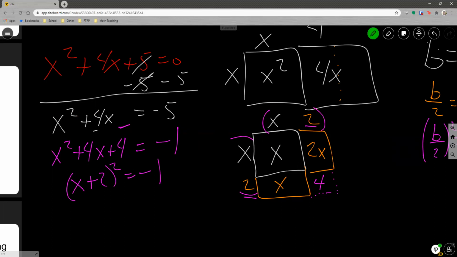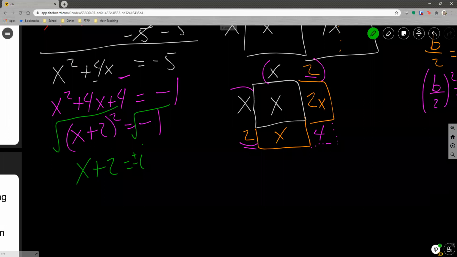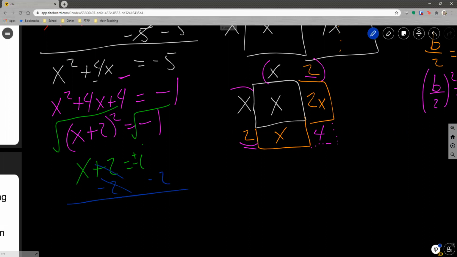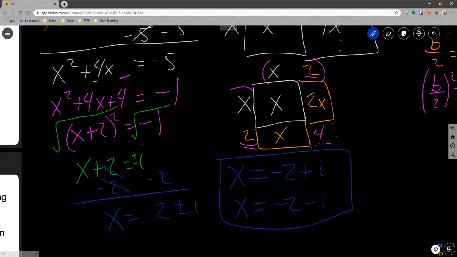Now it just comes down to taking the square root on both sides. The square root of x plus 2 squared is going to just be x plus 2. The square root of -1 is just going to be i, or really plus or minus i. Well, I solve this by subtracting 2 on both sides of the equation. I'm left with x equals -2 plus or minus i. So more specifically, I've got x equals -2 plus i and x equals -2 minus i. Those are my solutions, and I'm done.